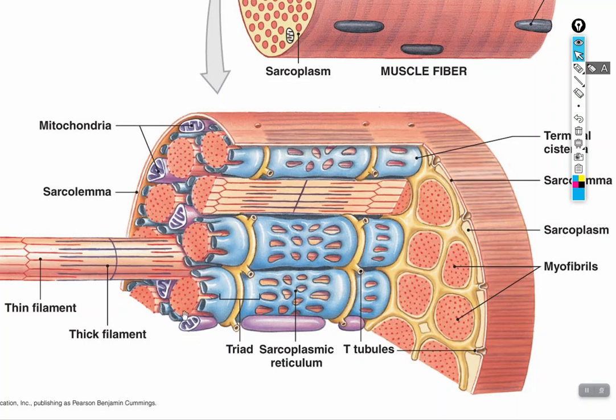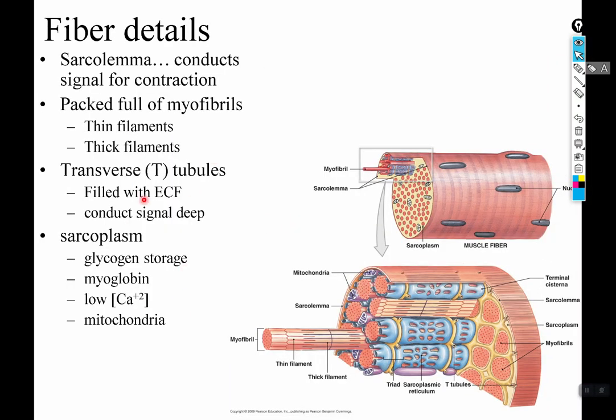The transverse tubules are filled with extracellular fluid. So it's the same fluid as what's around the muscle. It just gives the inside of the muscle access to that extracellular fluid as well. And that's going to conduct that electrical signal deep into the cell. There's also the sarcoplasm, which is the fancy name for the cytoplasm of the skeletal muscle. This has glycogen, which you might remember is just a bunch of glucoses glued together in a branching chain. It's a way to store glucose for fuel if you need it.